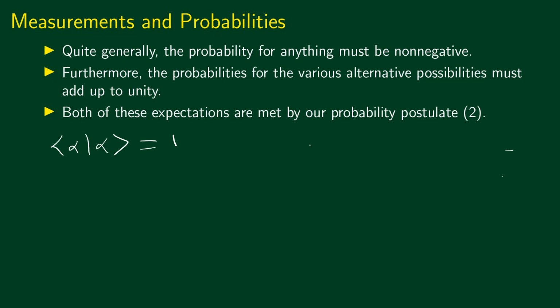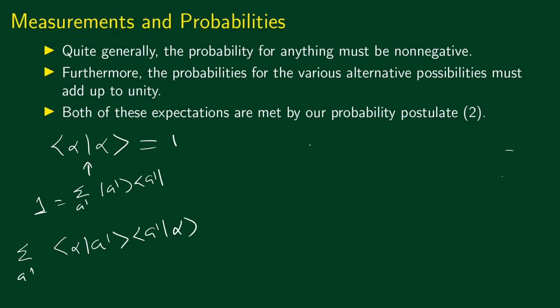Now again, as usual, let's introduce an identity in here. Let's write the identity operator 1 as the sum over A prime of ket A prime bra A prime. Let's insert it here. So this means bra alpha, I'll put this summation over A prime here, ket A prime bra A prime ket alpha, this is equal to 1. This means that the sum over A prime, this can be written as bra A prime ket alpha star, all right, because of this basic rule that we had.